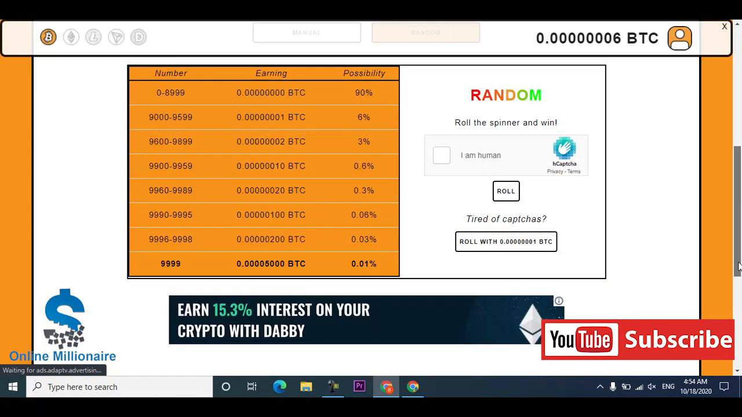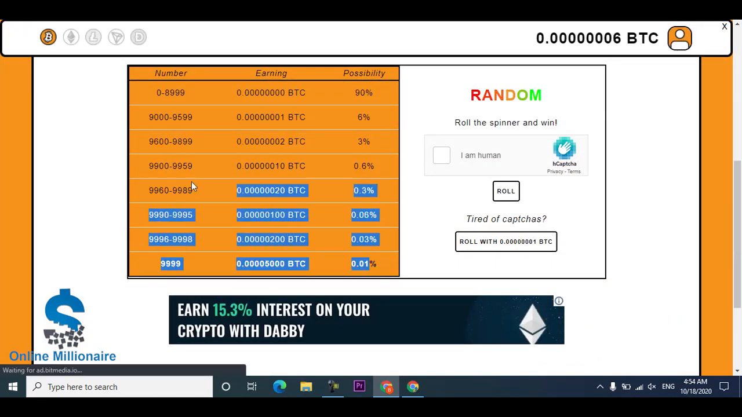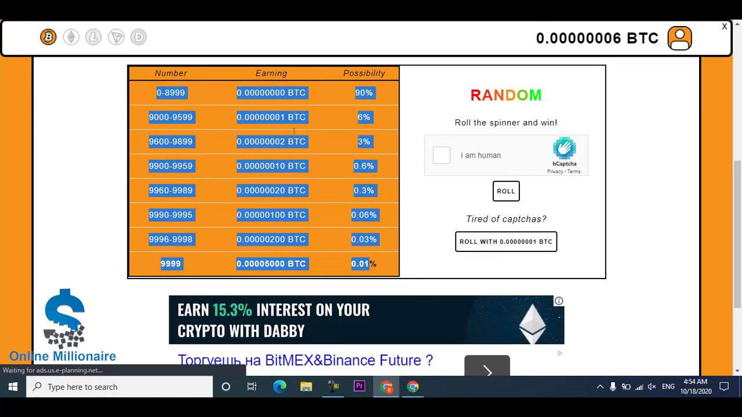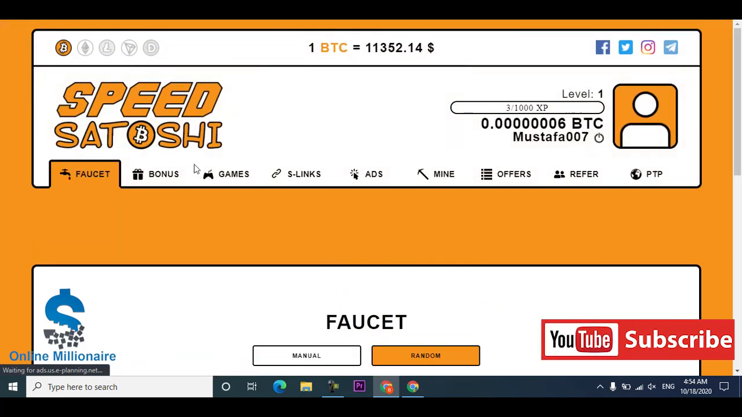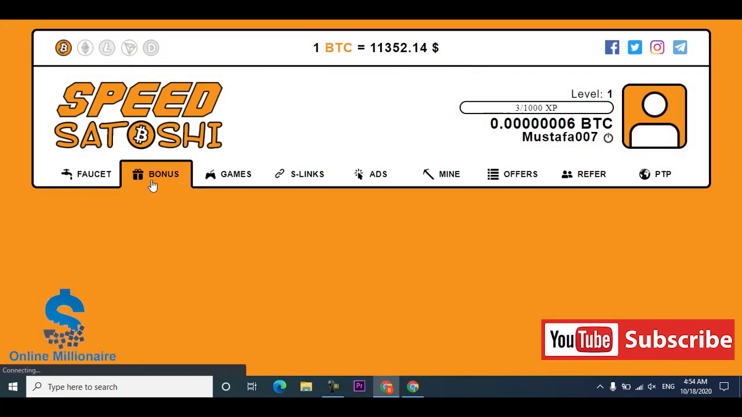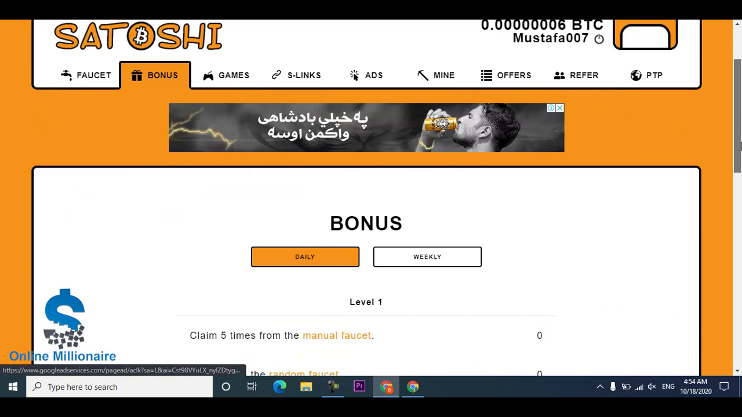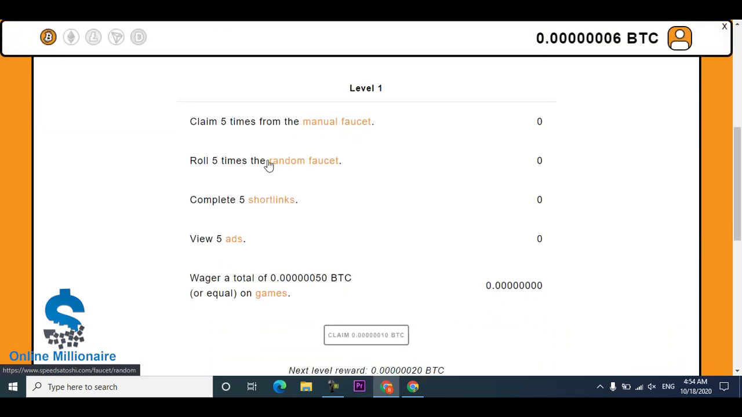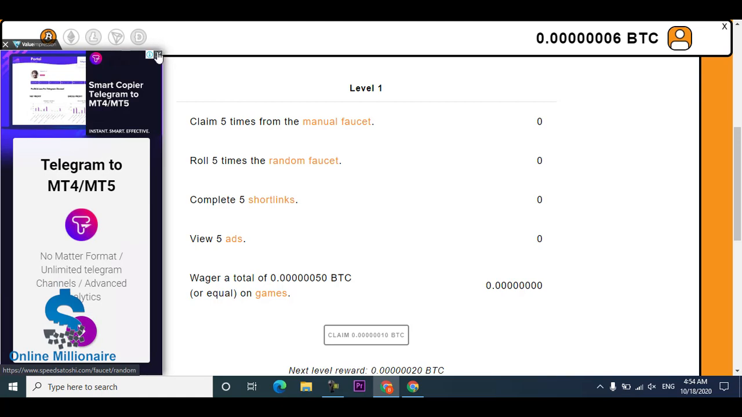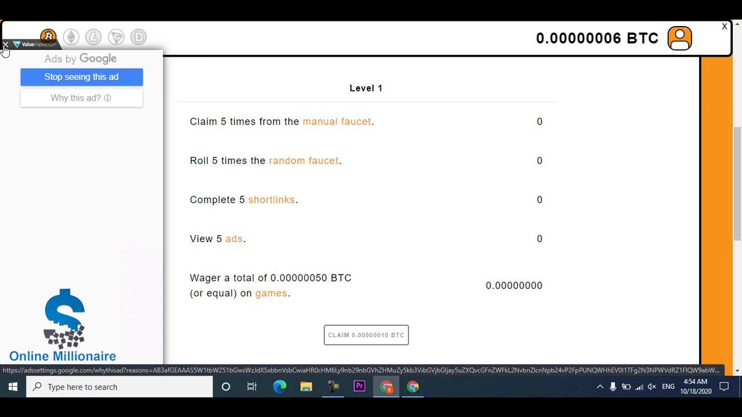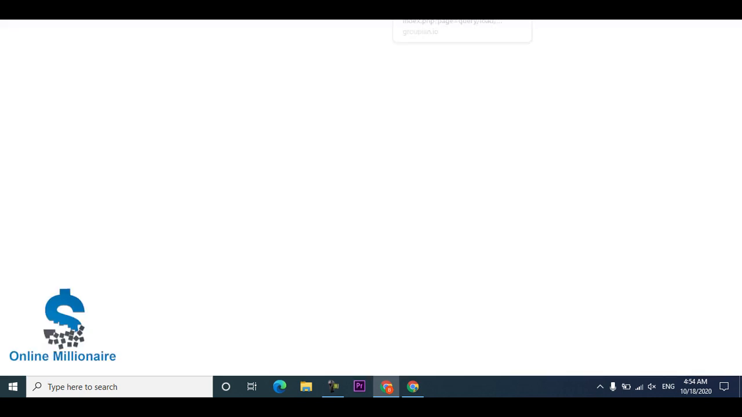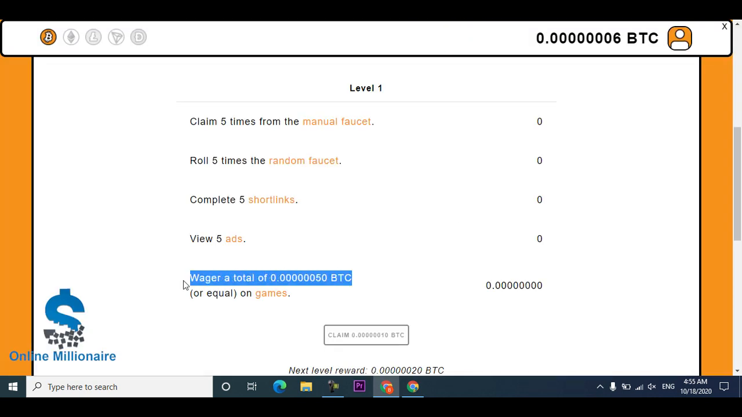This one is another best website. This much BTC you can earn randomly. If you click, 90% of people claim 0 BTC. Okay, and the next one is bonus. If you claim much more Faucet, you can claim much more randomly Faucet and manually Faucet, and you can claim short links and ads. You can also make much more from here too. Okay, they pay you this much BTC every time you can claim.